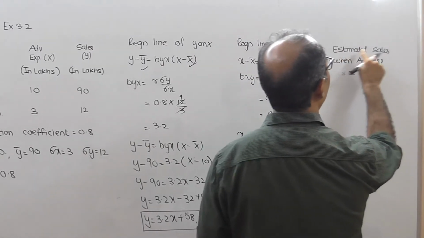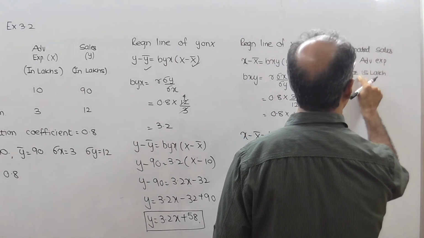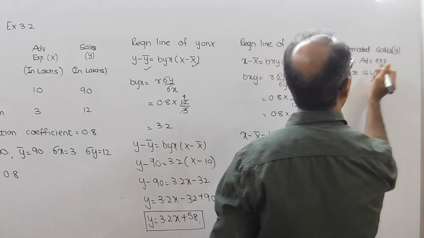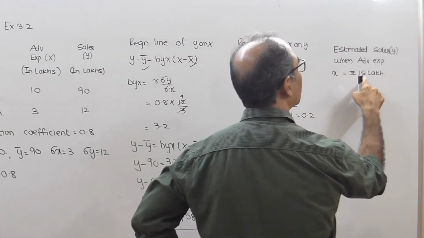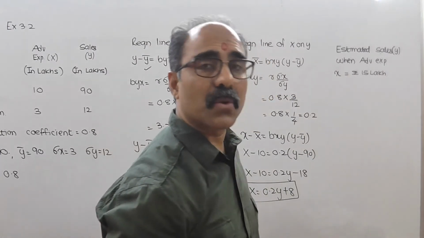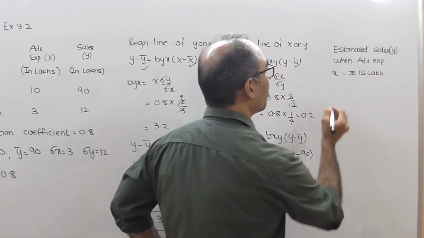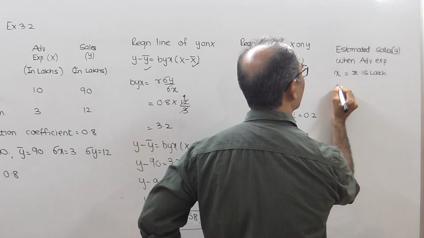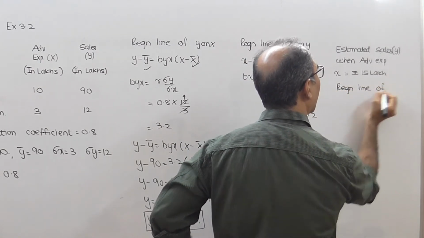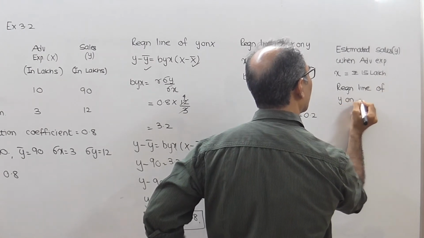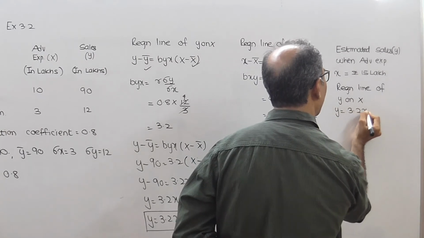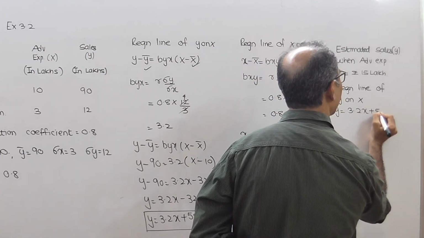The next question is, you have to find the estimated sales when the advertising expenditure is 15 lakhs. Estimated sales means you have to find the estimated value of y when advertising expenditure x is 15. So first you have to ask a question, you want to find the value of y. Therefore you have to use the regression line of y on x. The regression line of y on x is y equal to 3.2x plus 58.